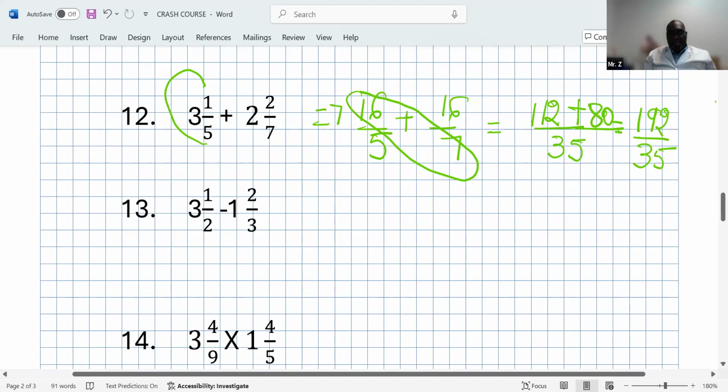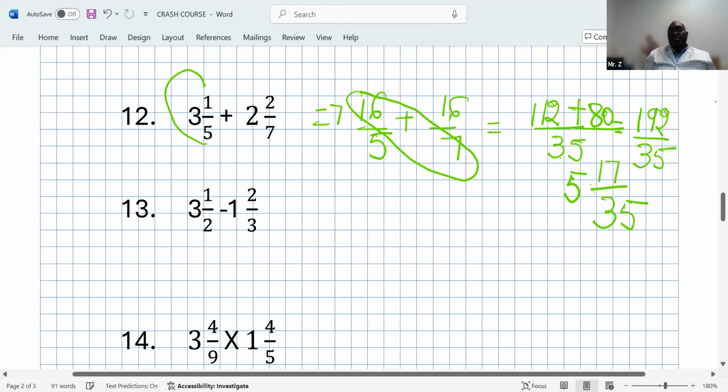You ask yourself how many times 35 is going to go into 192? It's going to go 5 times. So you're going to have 5. If you say 35 times 5, it gives you 175. So the difference between 192 and 175 is 17.